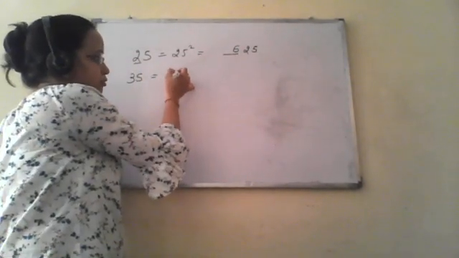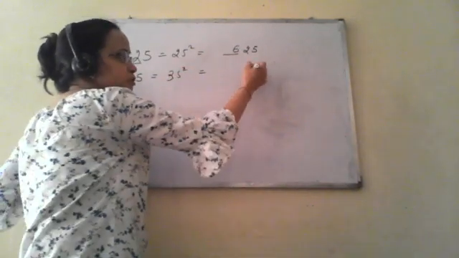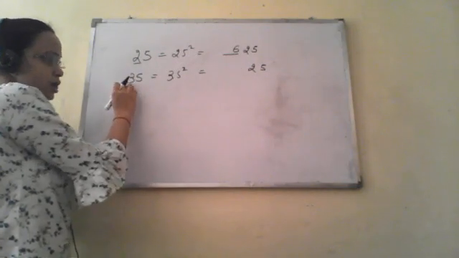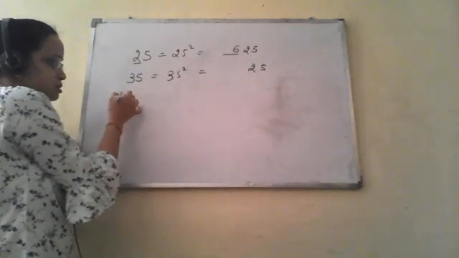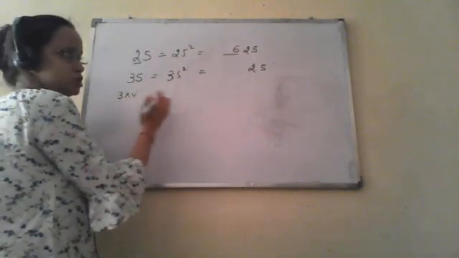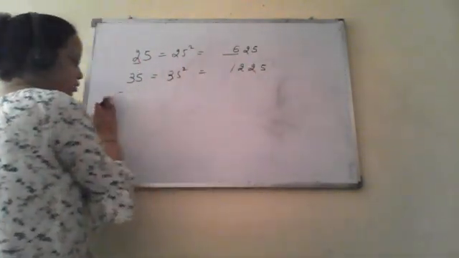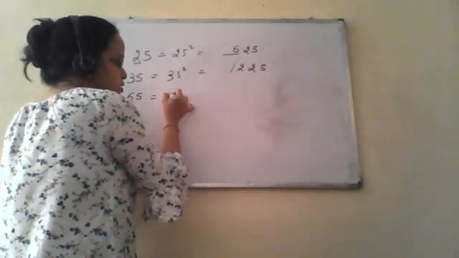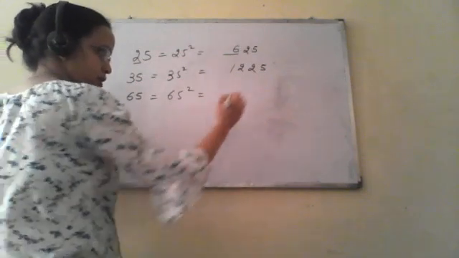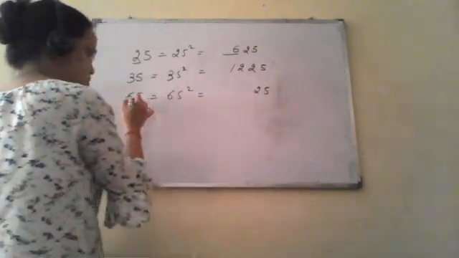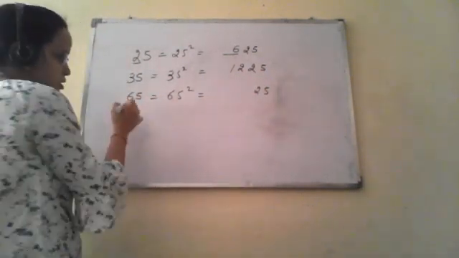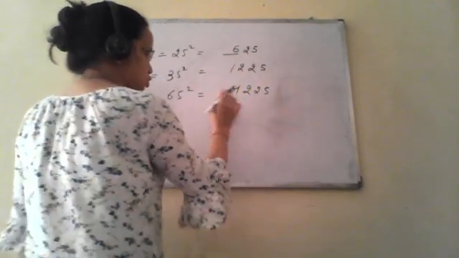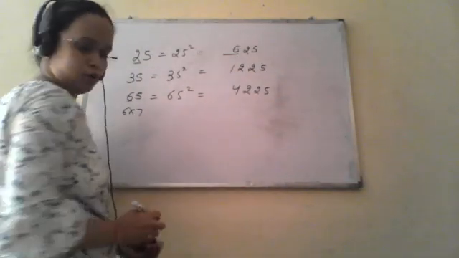One more example we are taking, that is 35. So the square of 35 will be, first we will write 25 at the end. Now before that we will write this is 3 and we will multiply by its next number, that is 3 into 4, this is 12. So we will write 12. Similarly, if we are writing the square for 65, the square will have 25 at the end. Now this 6 into its next number, that is 6 into 7, that is 42. So the square of 65 will be 4225.